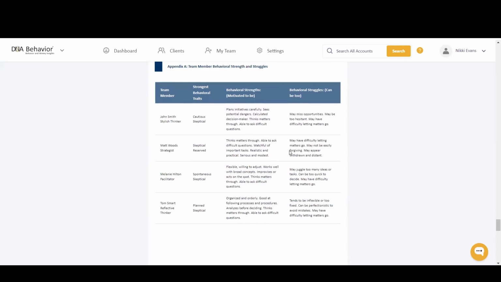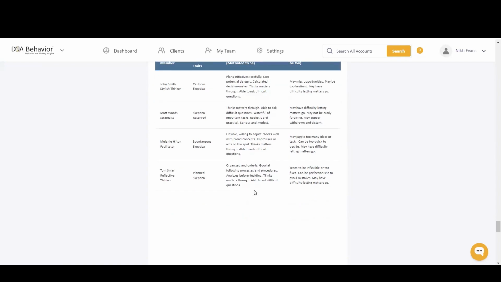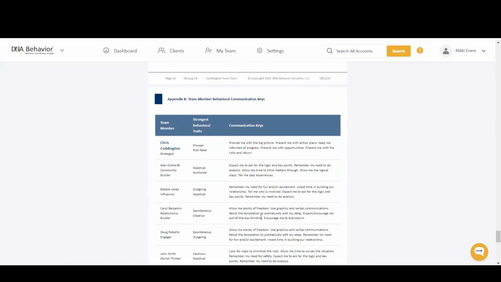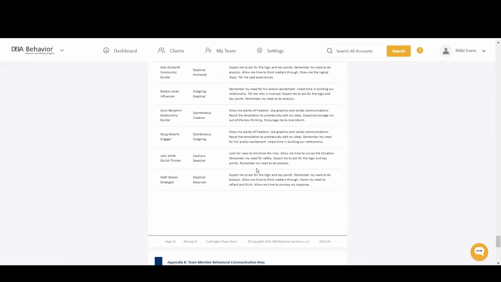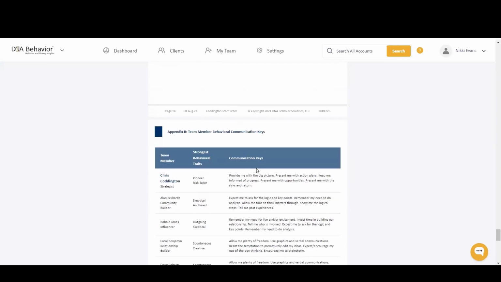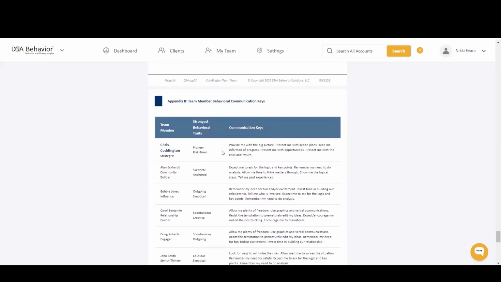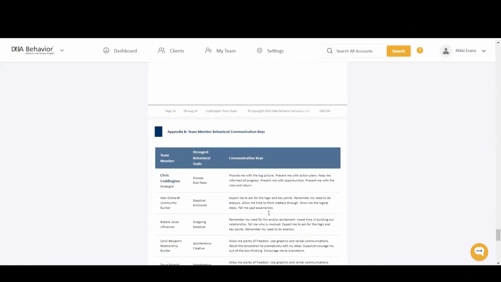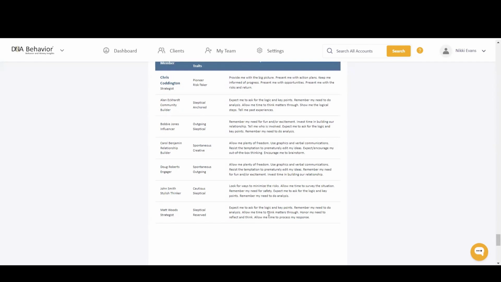This is often a really great thing to share with team members so that they can reference their strengths and struggles and then how to communicate with each person on the team. So with Chris, if I can give him a big picture and some action plans, keep him up to date on our progress and some opportunities. And then with John, I want to minimize risk. I want to give him some logic and let him do some analysis. So you get this for each team member. And this really is part of the power of DNA, which gives you a guide with the strengths and struggles and the communication keys, a roadmap for how to work best with that person.